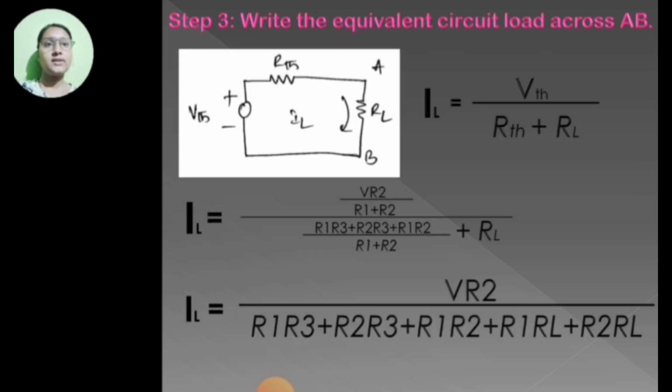Last step, write the equivalent circuit with the load across AB. Lastly, find the load current. IL equals VTH divided by RTH plus RL. We have already found the VTH value and RTH value. Substituting those, finally we get IL equals V into R2 divided by R1 into R3 plus R2 into R3 plus R1 into RL plus R2 into RL. This is the verification of Thevenin's theorem.